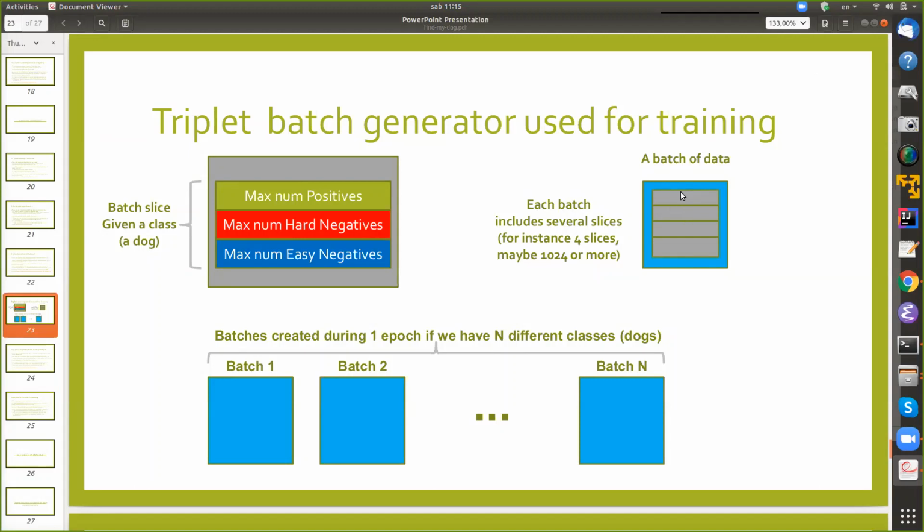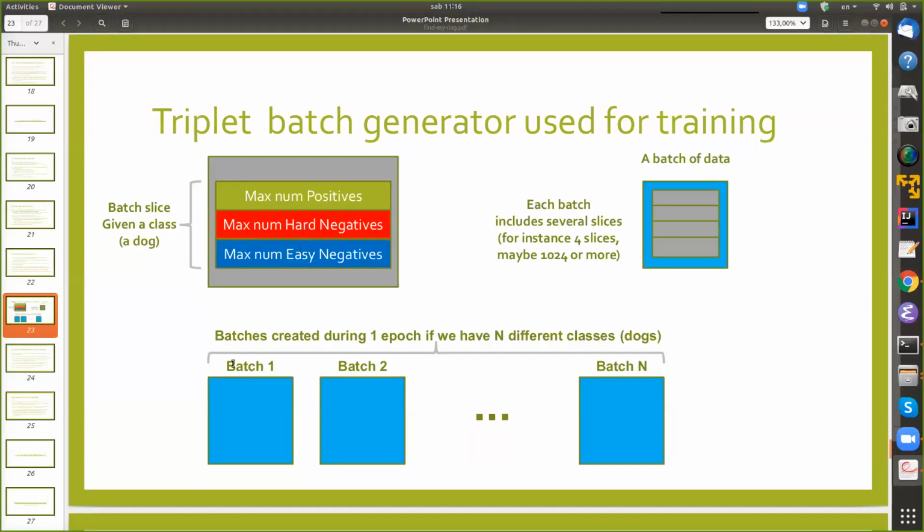So a single batch will have a slice for the class that I picked at the beginning, class one. And then depending on the number of slices that can fit based on the batch size, there could be a lot of slices. If I have a batch size of 1024 images and one slice is 8 images, 3 plus 3 plus 2, well, I have 128 slices, and in each slice I have this structure with a class with the hard negatives and easy negatives.